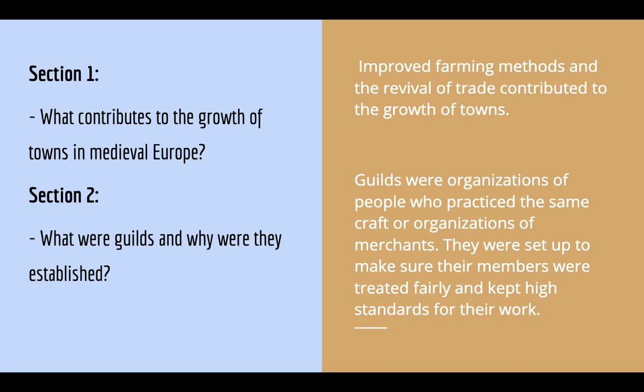Section 2, what were guilds and why were they established? Guilds were organizations of people who practiced the same craft or organizations of merchants. They were set up to make sure their members were treated fairly and kept high standards for their work.